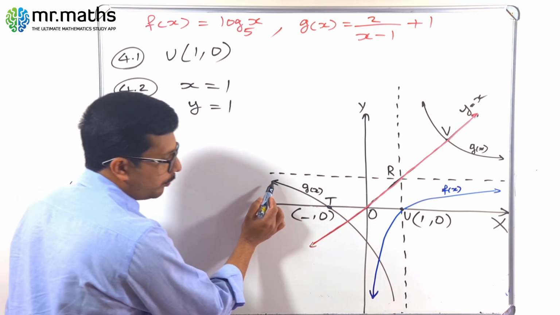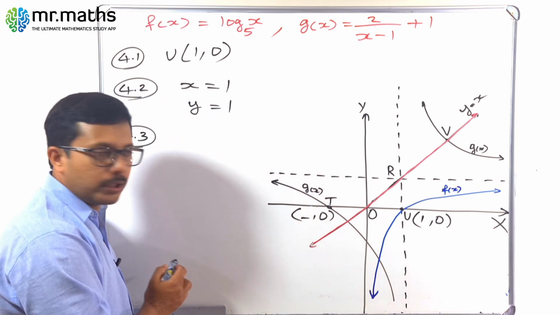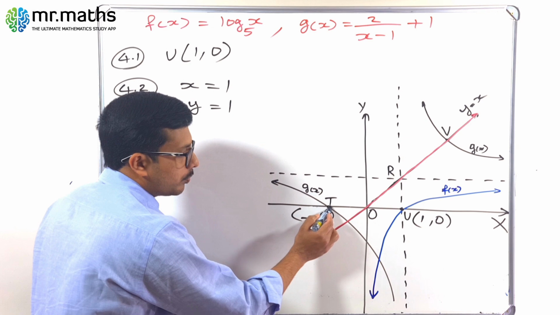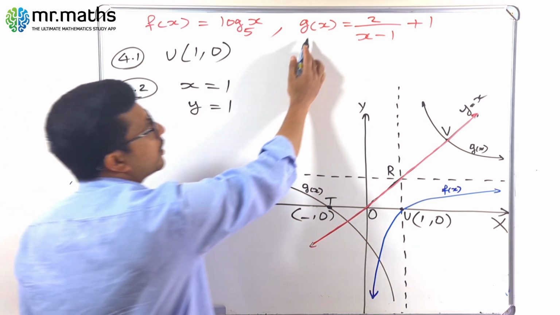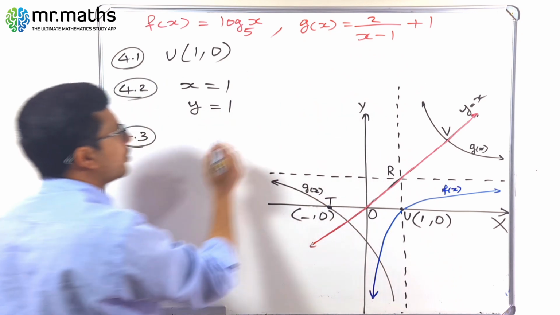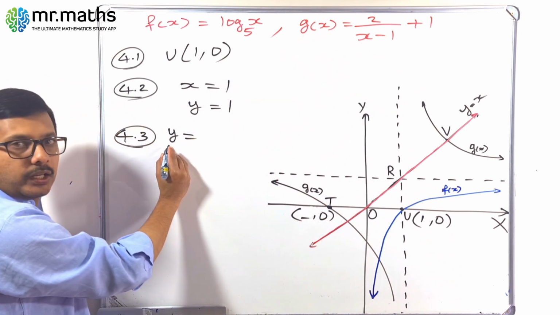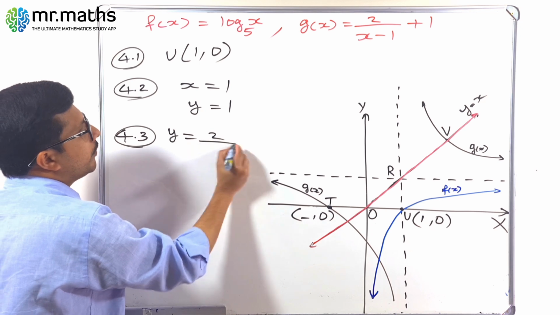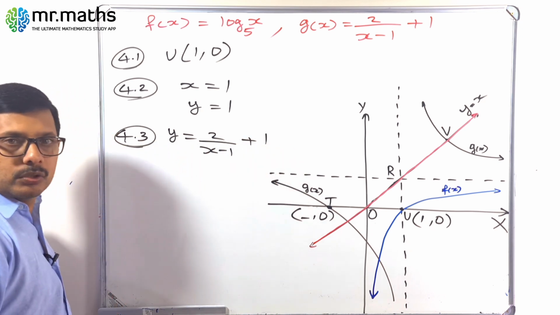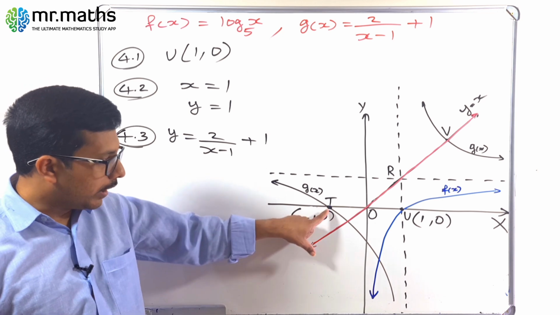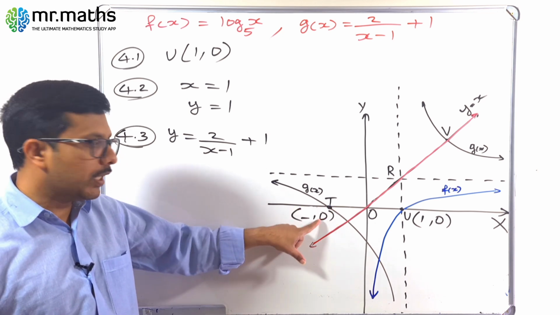You can see that point t lies on the g of x graph. What is the equation of g of x? So let me write that equation. Y, g of x is the same as y. Y is equal to 2 divided by x minus 1, plus 1. At the same time, you know that this point is the x-intercept. So at the x-intercept, y is 0.